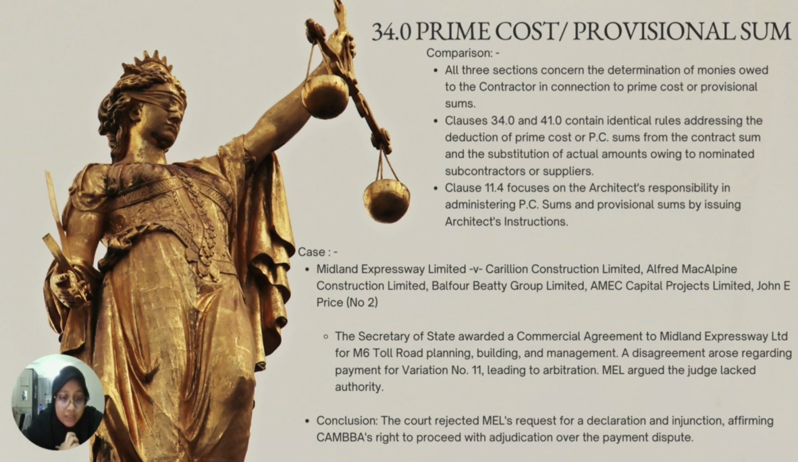For the case is Midland Expressway Limited and Carillion Construction Limited. The Secretary of State awarded a commercial agreement to Midland for M6 Toll Road planning, building and management. A disagreement arose regarding payment for variation number 11, leading to arbitration. Midland argued the adjudicator lacked authority. The conclusion of this case is that the court rejected Midland's request for a declaration and injunction, affirming Carillion's right to proceed with adjudication over the payment dispute.